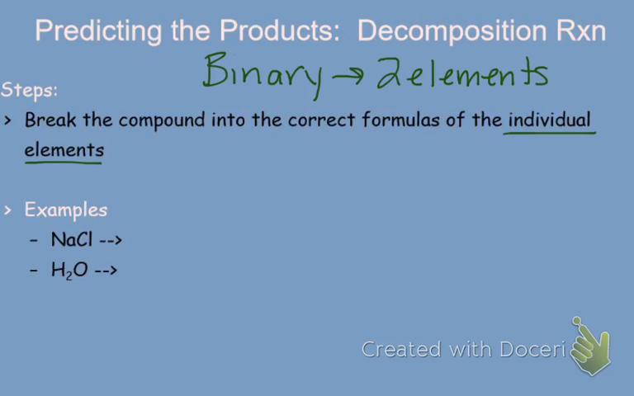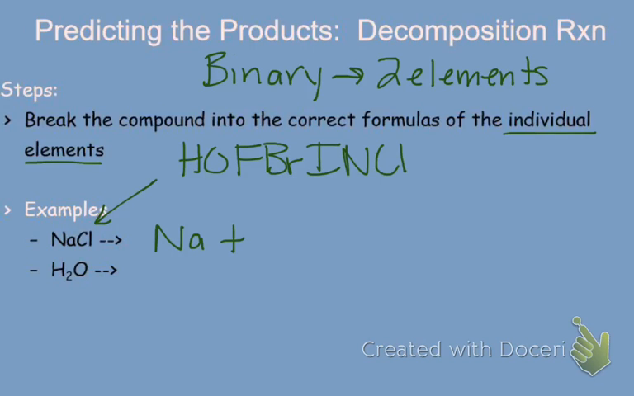So here, in our first example, we see that sodium chloride gets decomposed. Sodium is a metal, so its formula would just simply be Na. But chlorine is one of our Hofbrinkel elements, one of our diatomic elements. So when I write the formula for this, I have to write Cl2. So when I go back and balance the equation, I'll have to use a coefficient of 2 on my reactant and then a coefficient of 2 on the sodium.